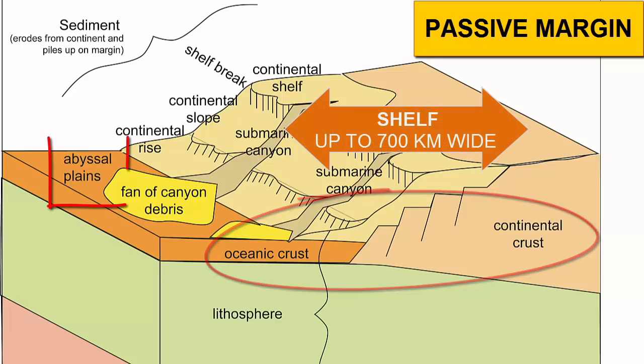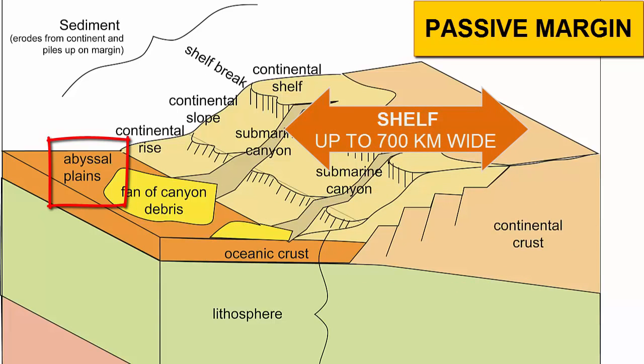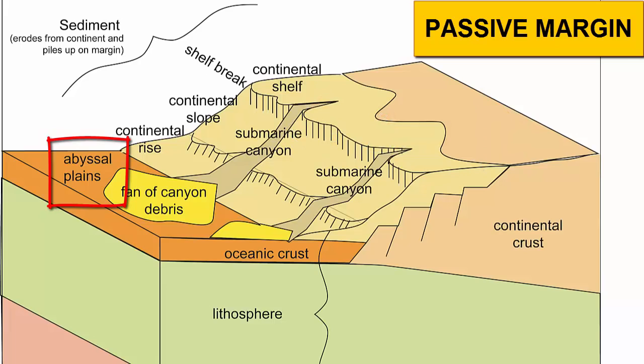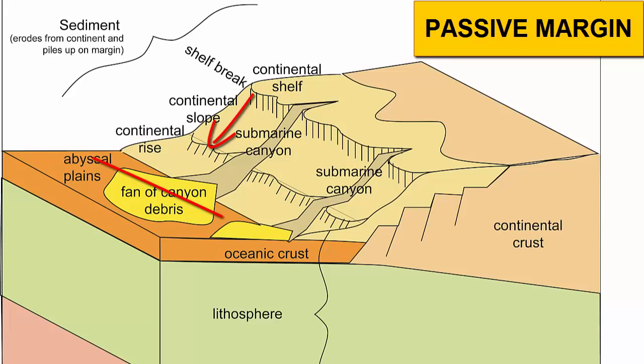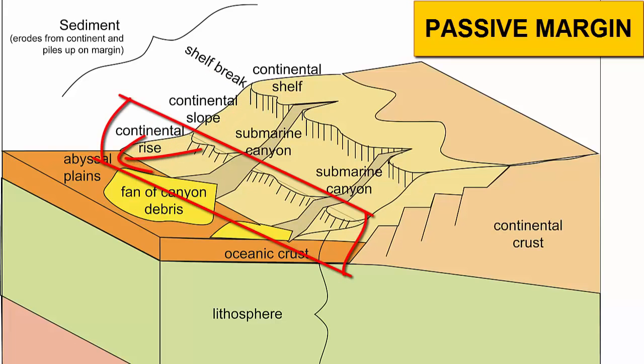The deep, flat seafloor that sits offshore of the shelves is called the abyssal plain. The continental slope extends from the shelf break down to the abyssal plains. The base of the shelf is covered in an apron of sediment that has fallen off the shelf above. That apron of sediment is called the continental rise.